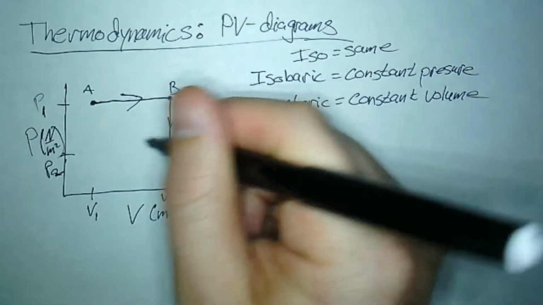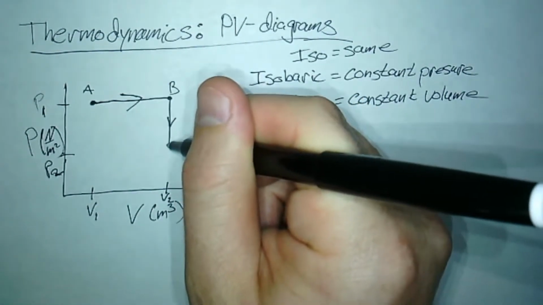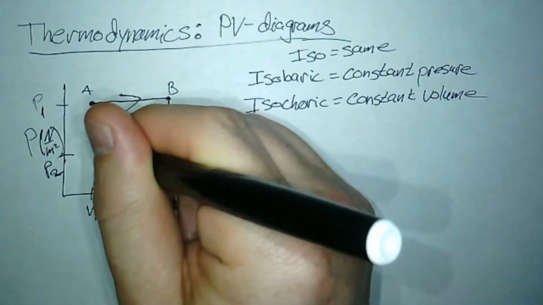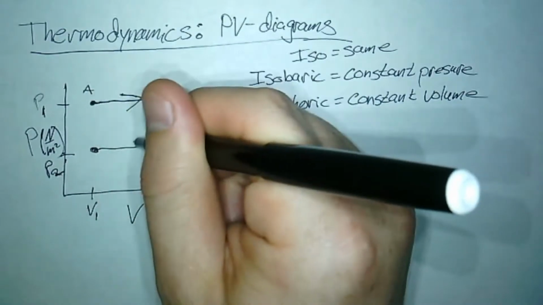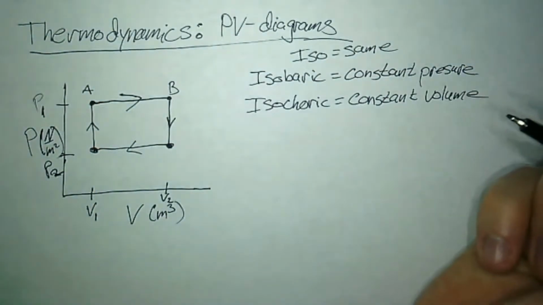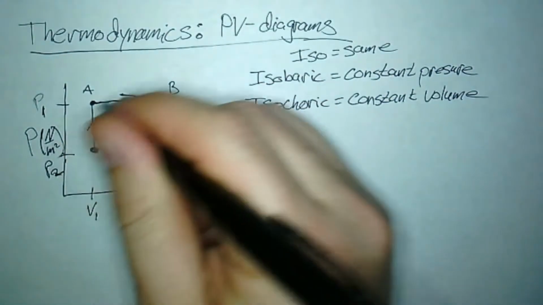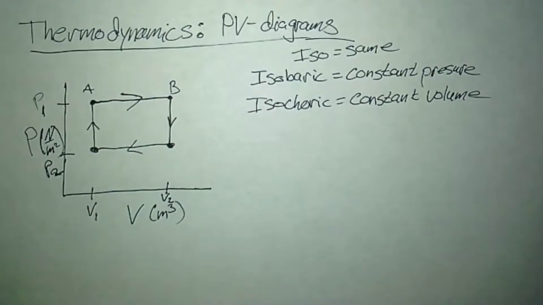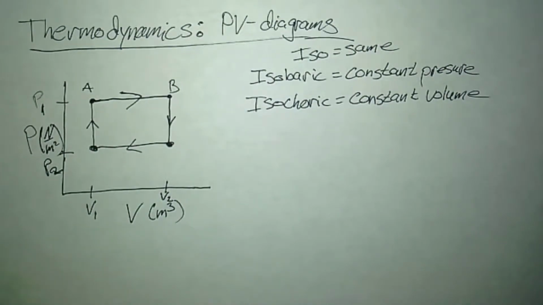So let's complete this process. Let's just say you then contract back, an isobaric contraction, and then another isochoric process to increase the pressure. And you make a cycle like this, and you can move around the cycle. So the question then will be, how much work did you do?